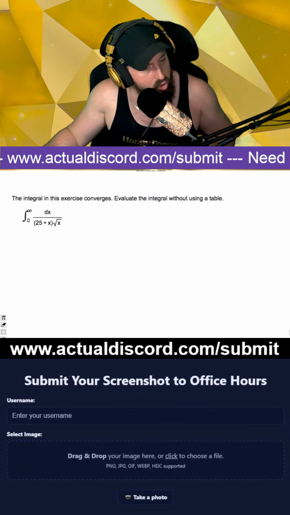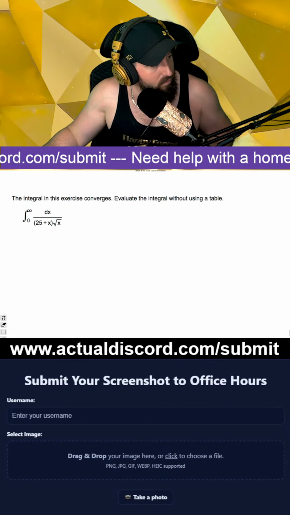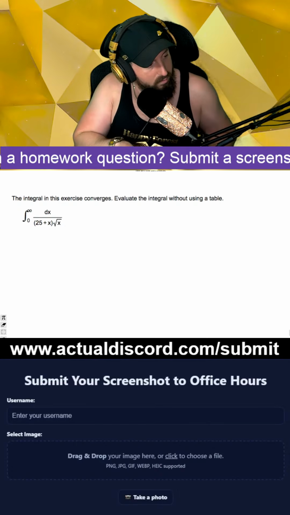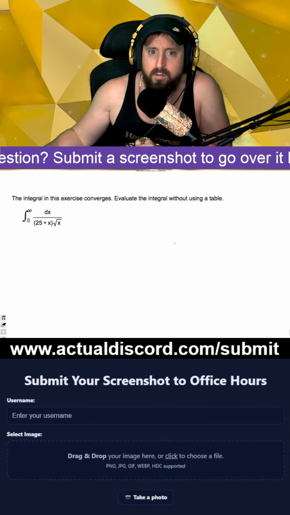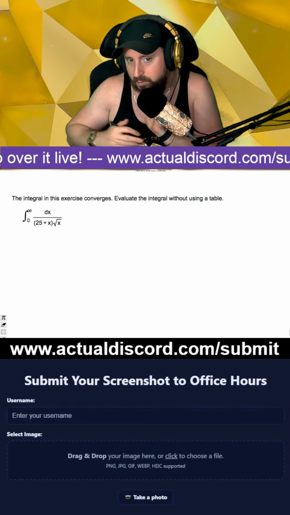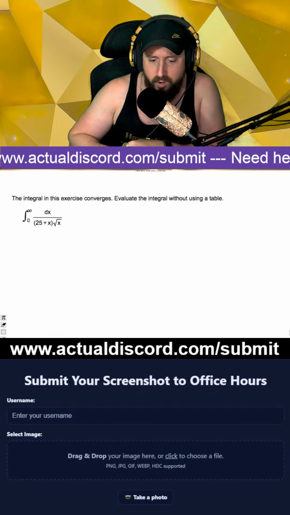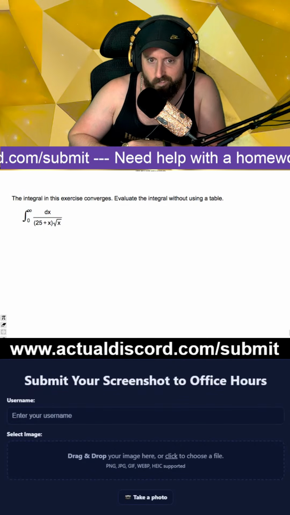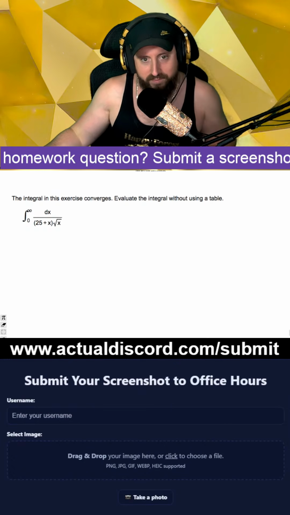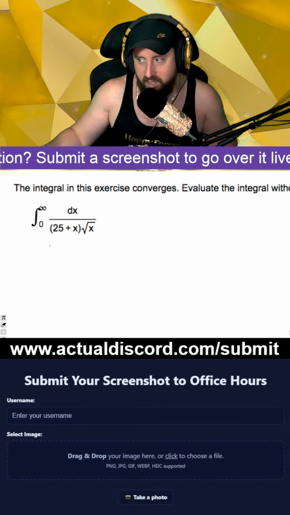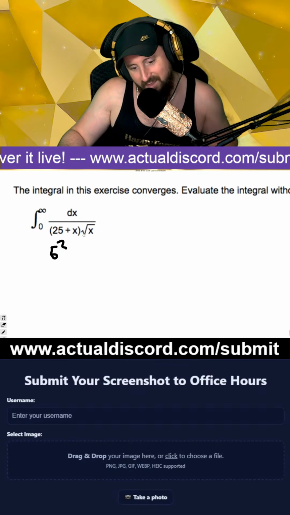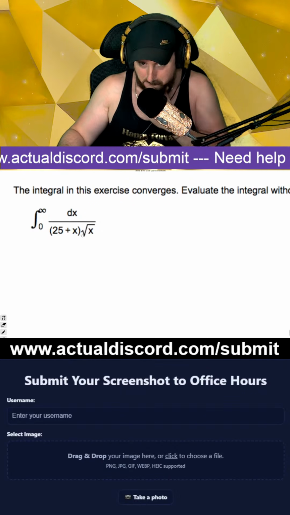This one is for Justin. Okay. So the integral in this exercise converges. Evaluate the integral without using a table. Ooh, that's kind of difficult. I like this 25. This 25 makes me think of things, right? Because I see like 5 squared.